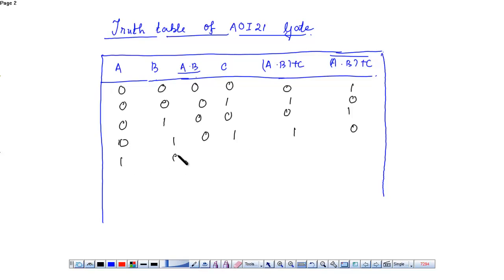For 1, 0, 0, A dot B is 0, the output is 1. For 1, 0, 1 the output is 0. For 1, 1, 0, A dot B is 1, and the output is 0. Then 1, 1, 1: A dot B is 1, A dot B plus C is 1, and the output is again 0.